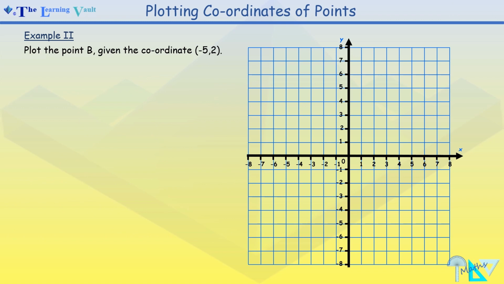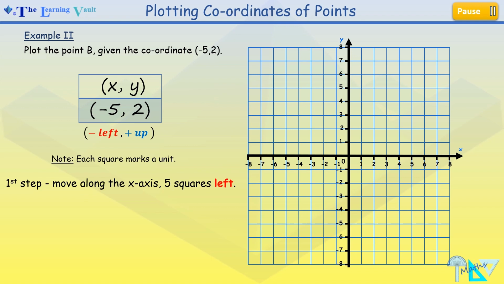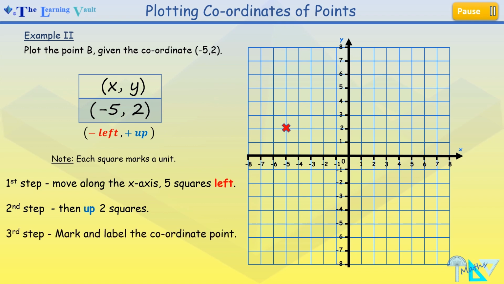Example 2. Plot point B, given the coordinate -5 and 2. You can pause and have a go. First step is to move along the x-axis 5 squares to the left, and then up 2 squares. Mark and label the coordinate point.